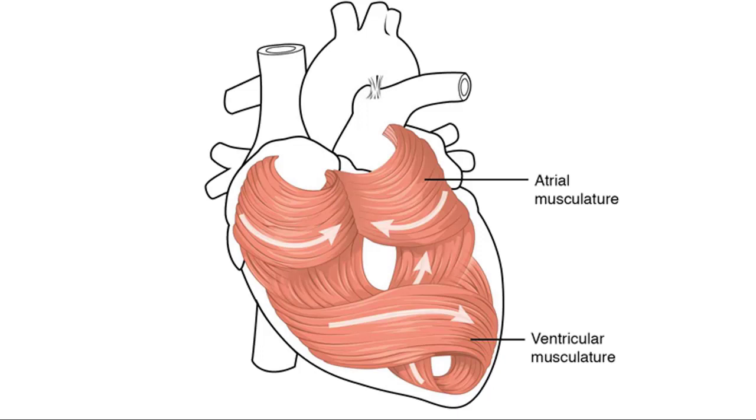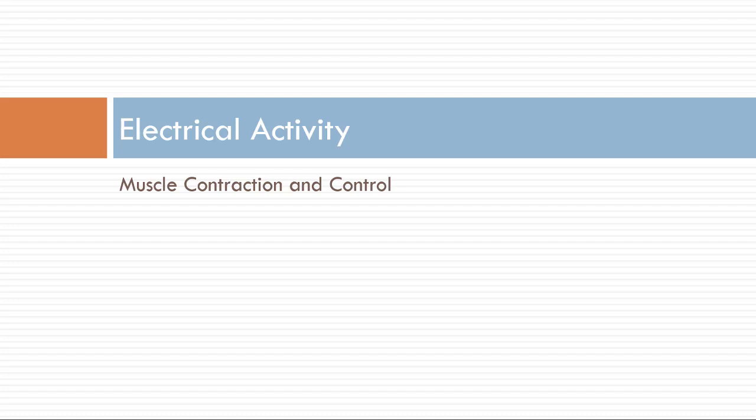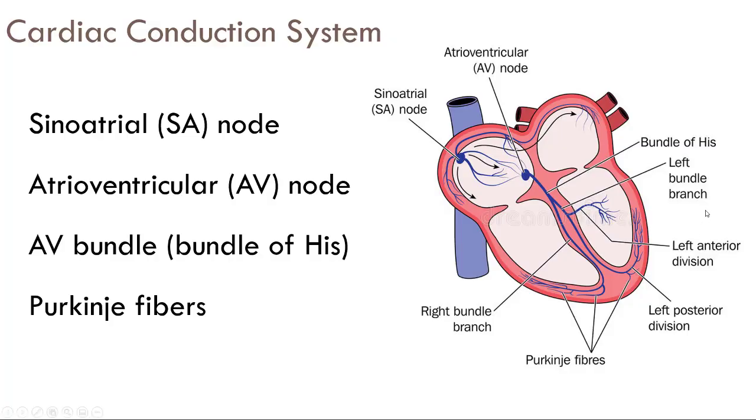Now, although the heart is not dependent upon the nervous system, it still takes input from the nervous system, and there is a specific electrical system that's there to make sure that the heart is contracting appropriately. So again, you have the atria on top, the ventricles on the bottom, and you have these four major parts of the cardiac conduction system.